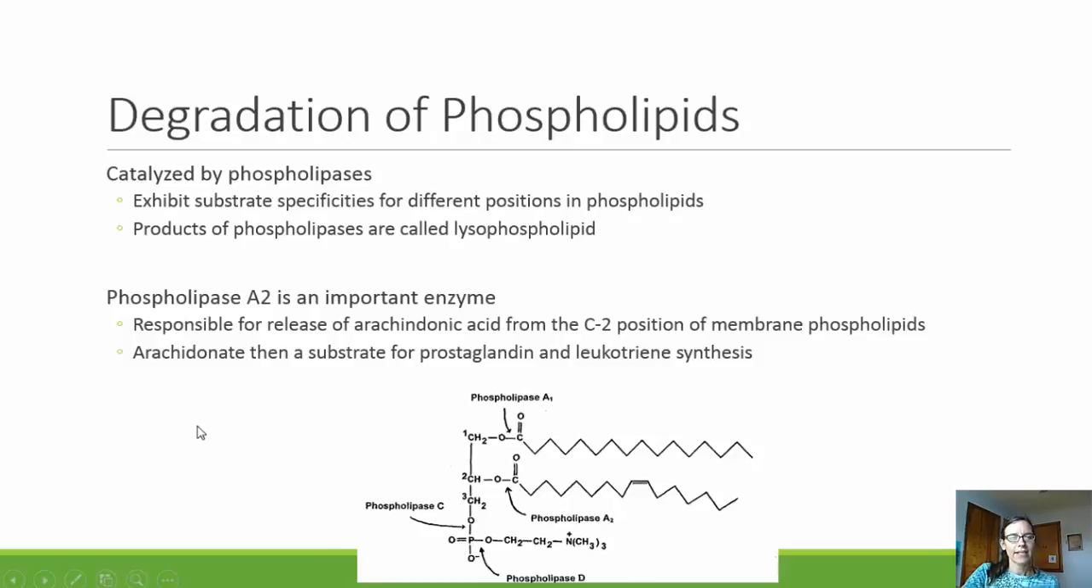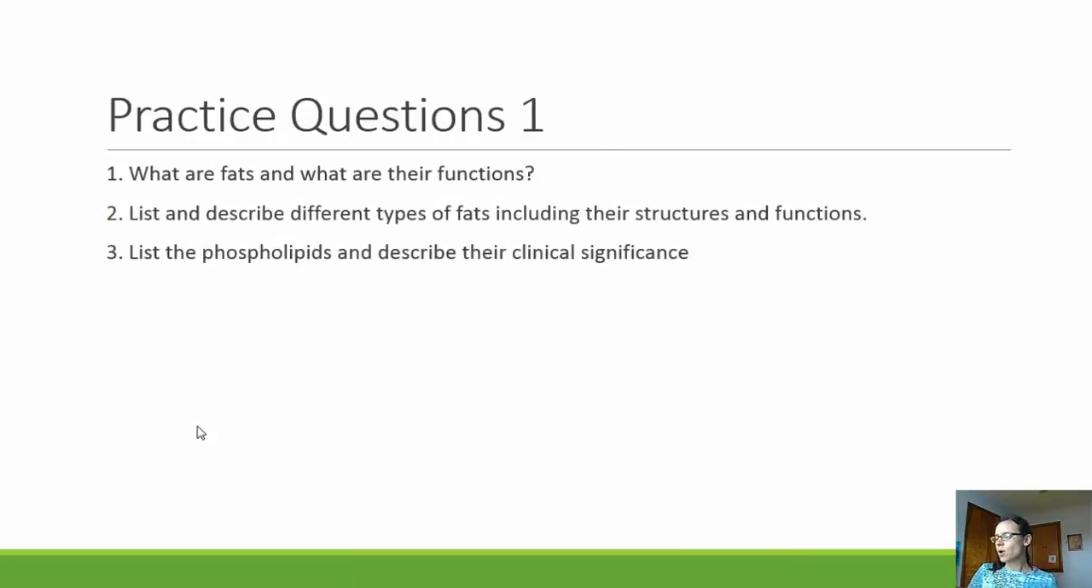And then this arachidonate is a substrate for prostaglandin and leukotriene synthesis. So that's going to be important in our conversation about our essential fatty acids and our eicosanoids. So if this seems a little out of place, just file it away for later and we will come back to it. Okay, so that's really all I'm going to do about classifications of fats because we have so much to talk about with lipids that I want to move on. So here are your practice questions.